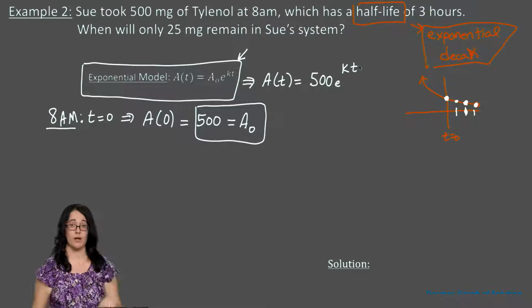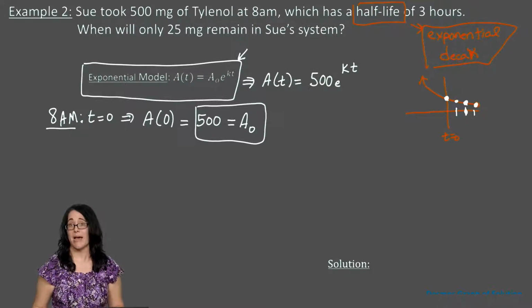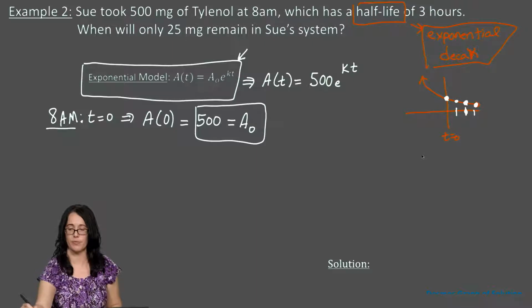So you have one of the constants solved for. You know what a sub 0 is. But the other constant is really important. That's your growth rate. In the last problem, it was your interest rate that was provided to you. But this time, they're not providing the decay rate to us, are they? So what we need to do is we need to use our half-life to figure out k. So we're going to use my half-life to find k.